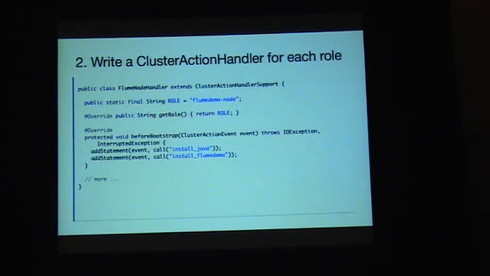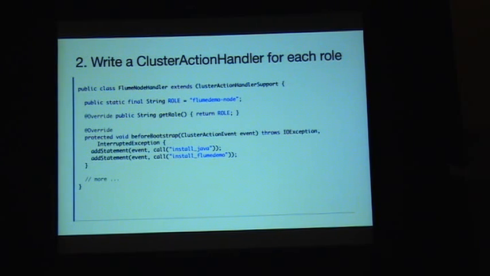The next step is to write some Java to do something for each of those roles. What we have here is a cluster action handler, which is like a callback interface. What Whirr will do is call back to this interface whenever it's going to run one of the phases that makes up the launch cluster command. So remember, there's a bootstrap phase and a configure phase.